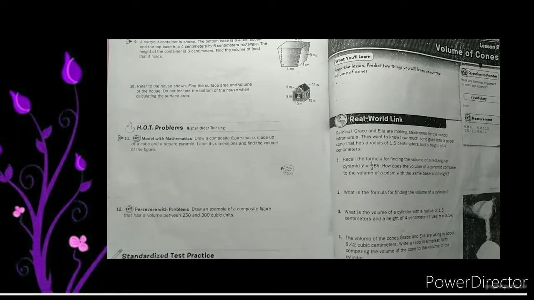Hello, grade 5 pupils. This is our week 10 of our mensuration class. And today we are going to discuss lesson 2, volume of cones, page 475.